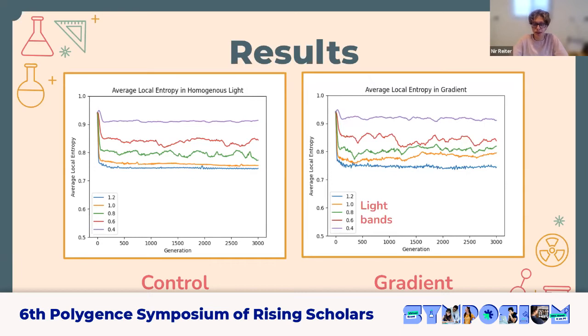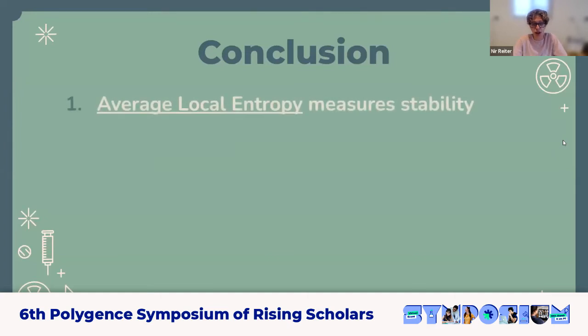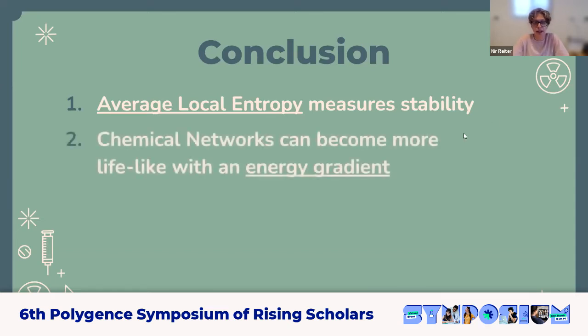Average local entropy seems to be a good tool for measuring whether these spirals are present and for measuring the effect of energy gradients on the reaction. So from these results, I concluded that average local entropy is a reasonable measurement for stability, at least in the case of the simulation, because it matches the observed behavior of the reaction. This answers my first question: what tools can we use to measure these simulations? Second, I found that lifelike properties previously unseen in chemical networks can emerge in the presence of an energy gradient.